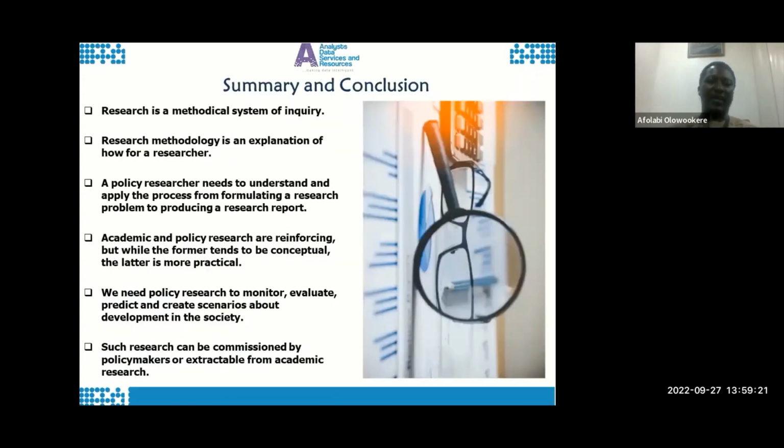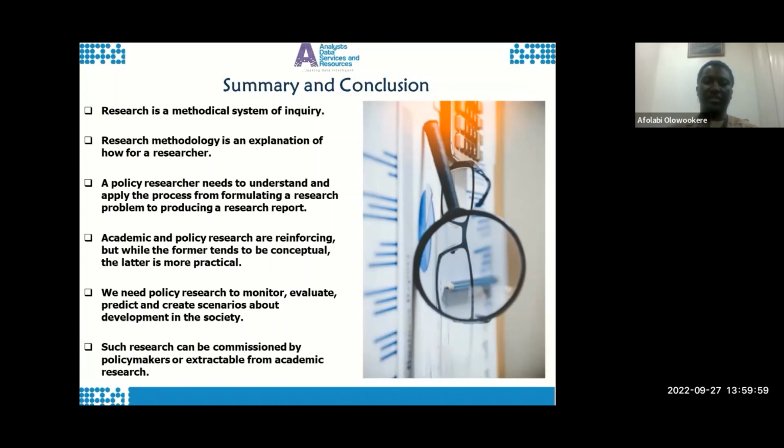So let me summarize. Research is a methodical system of inquiry. The methodology is an explanation of how a researcher will conduct his research. A policy researcher needs to understand and apply the process from formulating a research problem to producing a research report. Academic and policy research are reinforcing, they support each other, but while the former tends to be conceptual, the latter is more practical. We need policy research to monitor, evaluate, predict, and create scenarios about development in society.